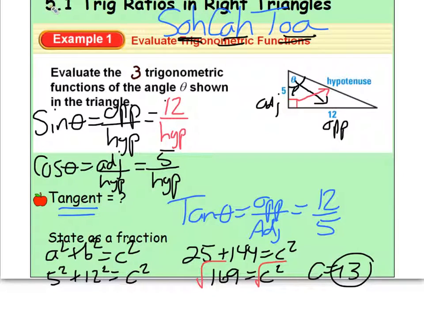So we can actually come up here and adjust these fractions. So the sine of theta is 12 over 13. The cosine of theta is 5 over 13. And our tangent stays the same as 12 over 5.